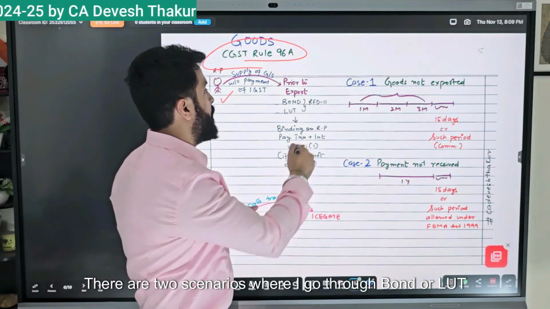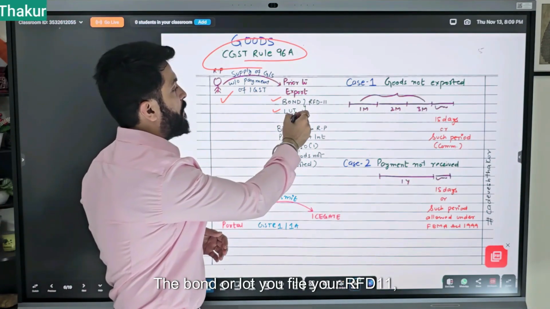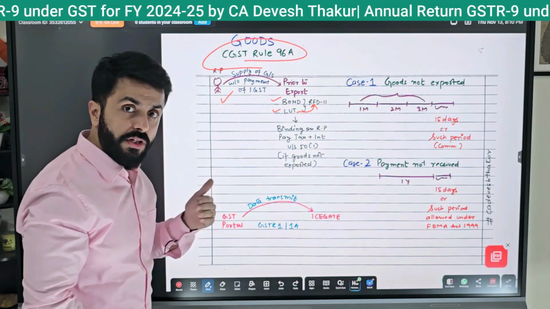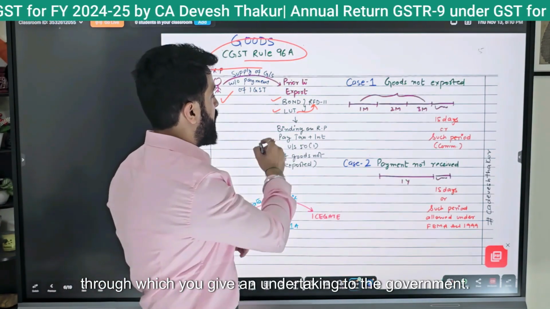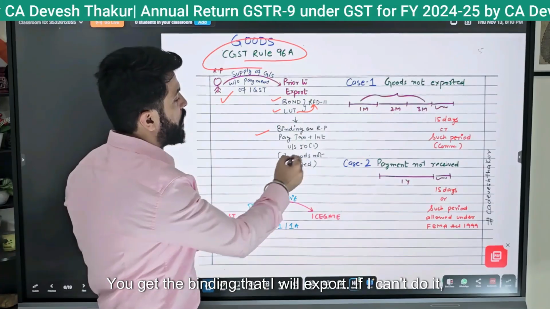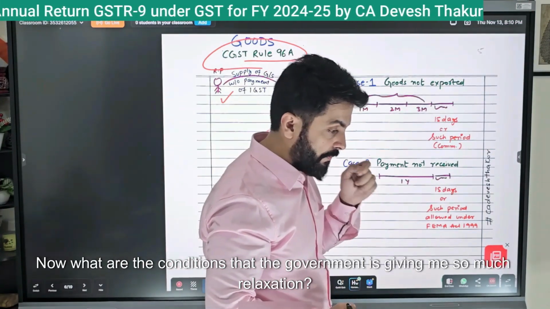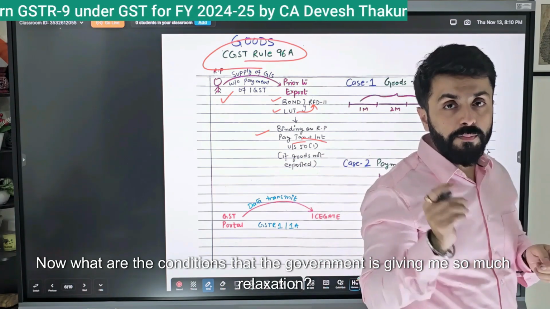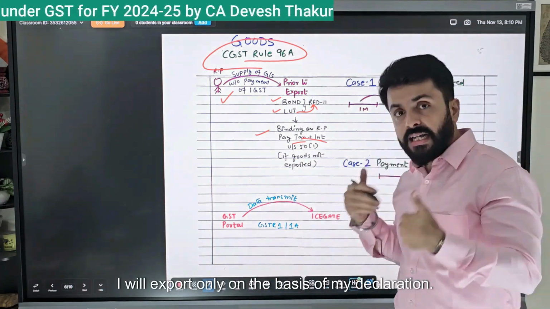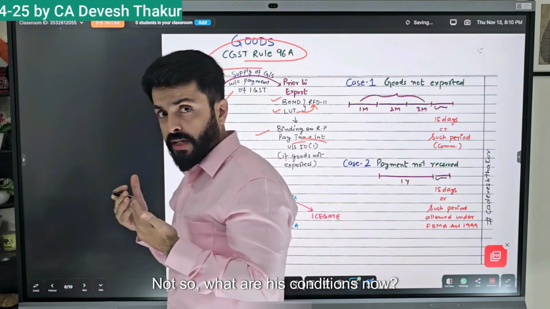There are two scenarios where I go through a bond or LUT. For the bond or LUT, you file your RFD 11, through which you give an undertaking to the government. You get the binding that I will export. If I cannot do it, I will pay interest along with tax. Now, what are the conditions that the government is giving me so much relaxation? I will export only on the basis of my declaration.